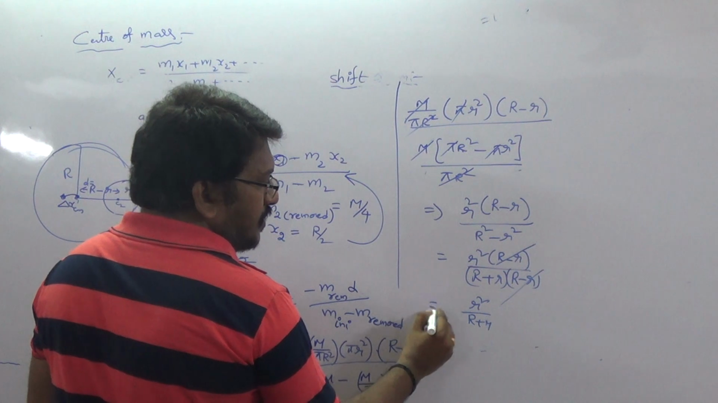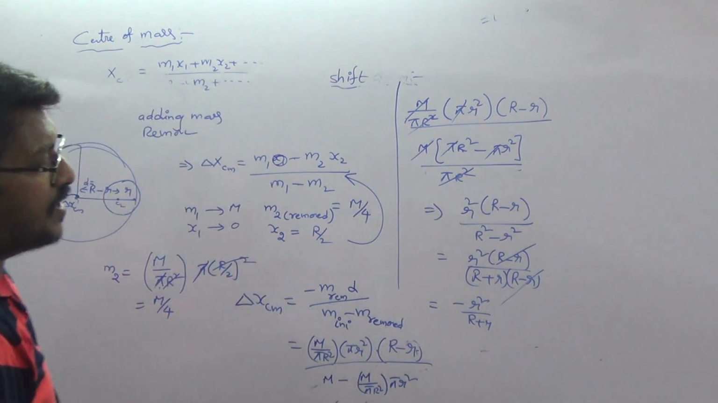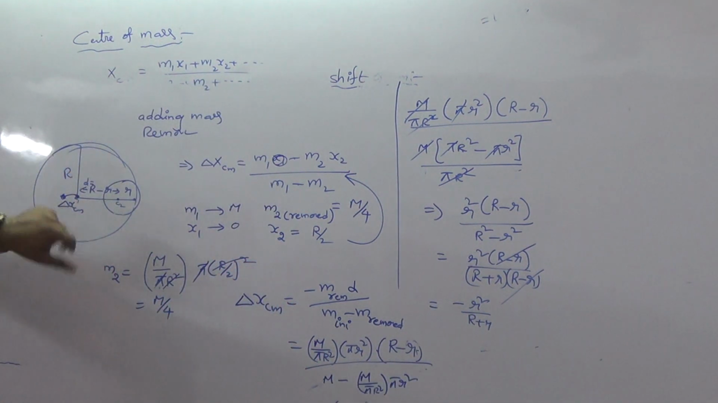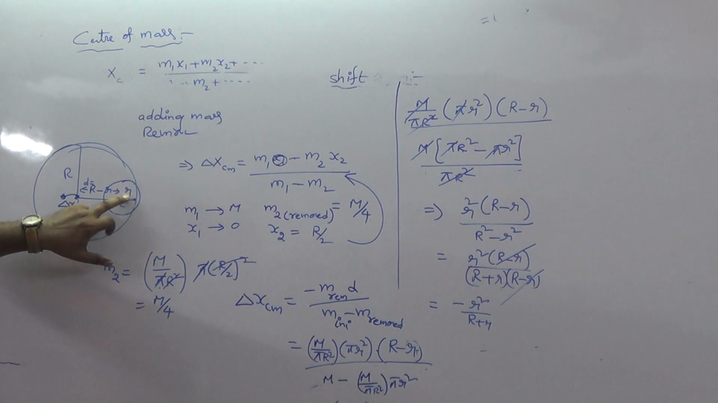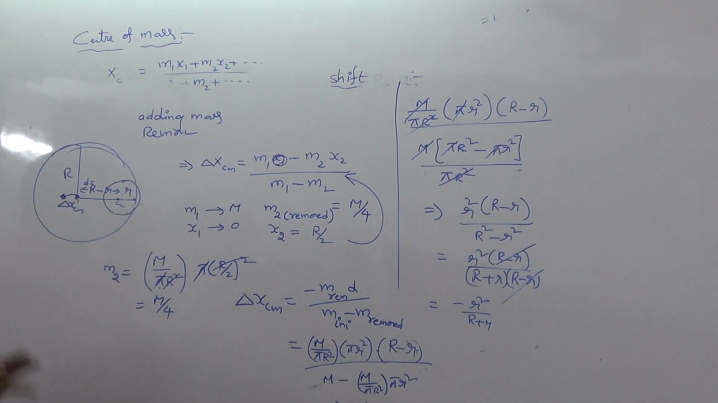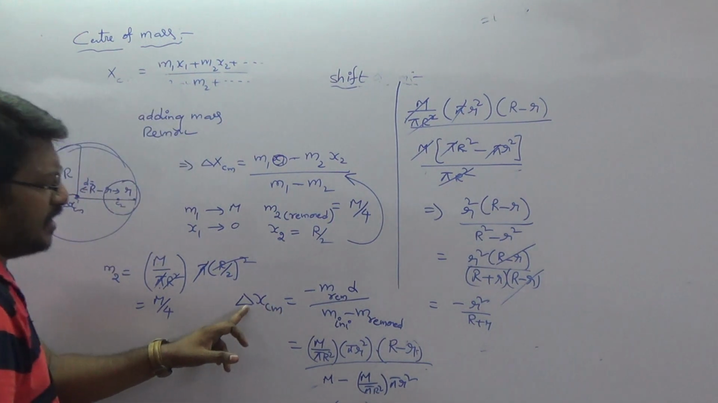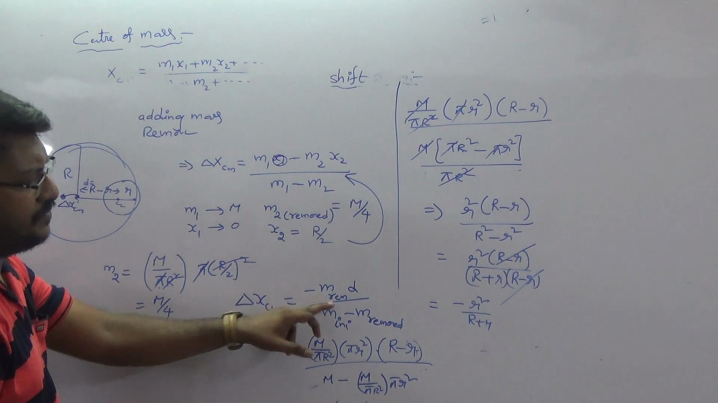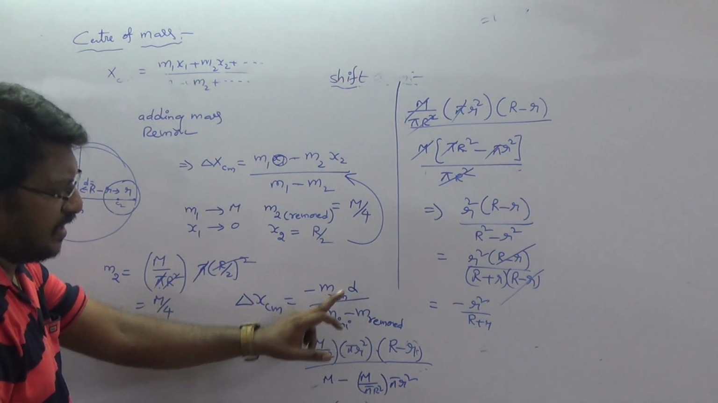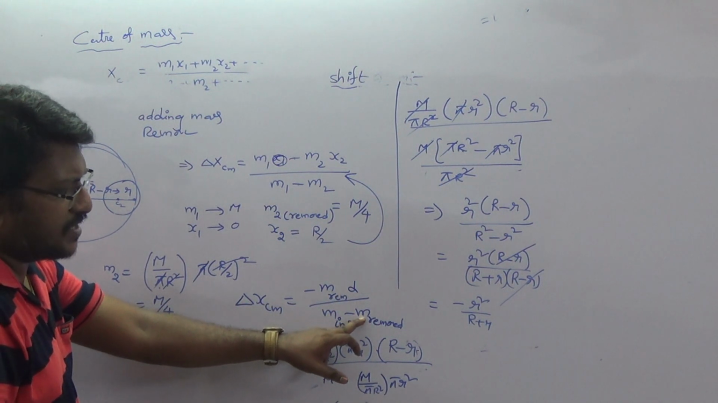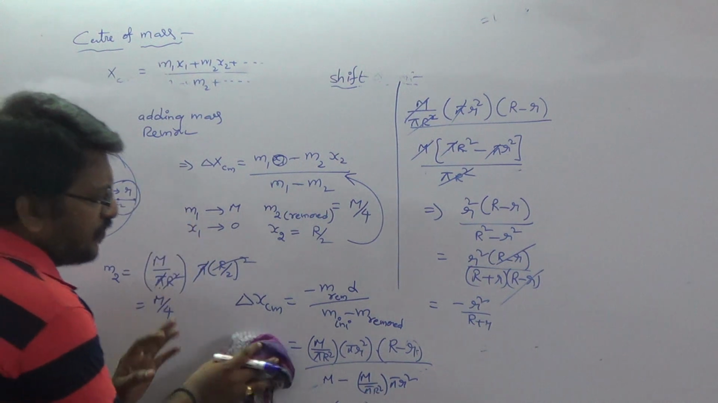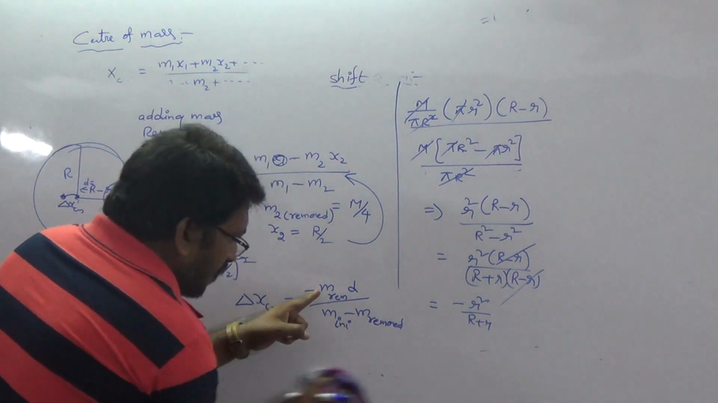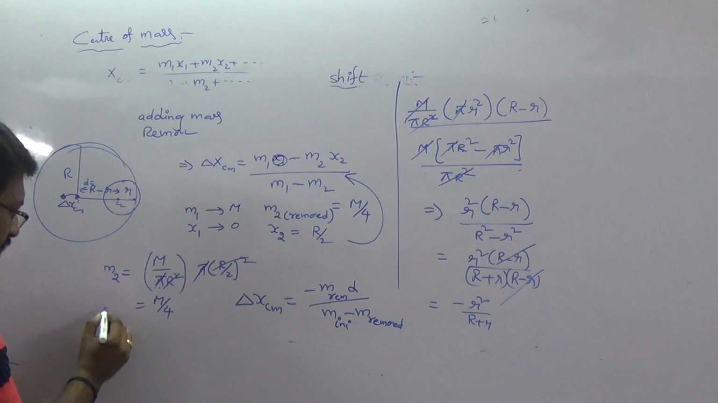So that is the shift in center of mass when a disc of small radius r is removed from the disc of radius capital R. In the same way you can get it for the sphere also. In case of a sphere, the formula is the same: delta xm equal to minus removed mass into d by initial mass minus removed mass.